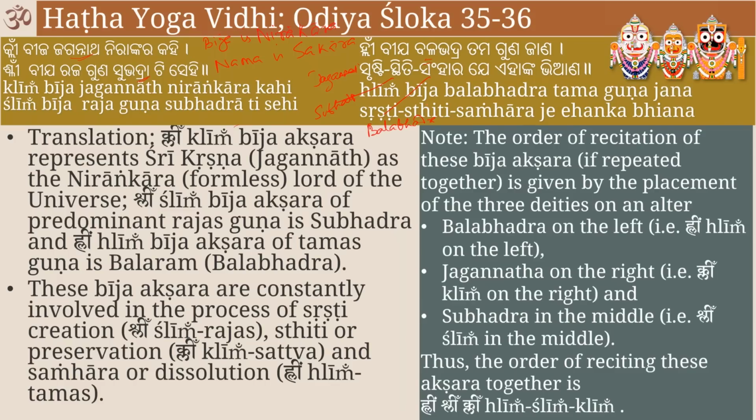So Jagannatha, Subhadra and Balabhadra are in the order of Srishti, Sthiti and Samhara. That could be one interpretation, but there is another interpretation. The shloka only tells that these three bijas are involved with Srishti, Sthiti and Samhara.